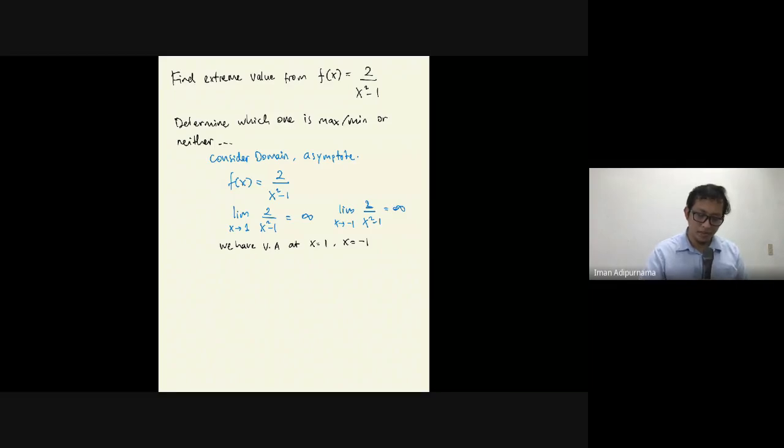Okay, and then we can look for f prime. And 2x squared minus 1, -2, -2. Wait, let me write down the whole formula.